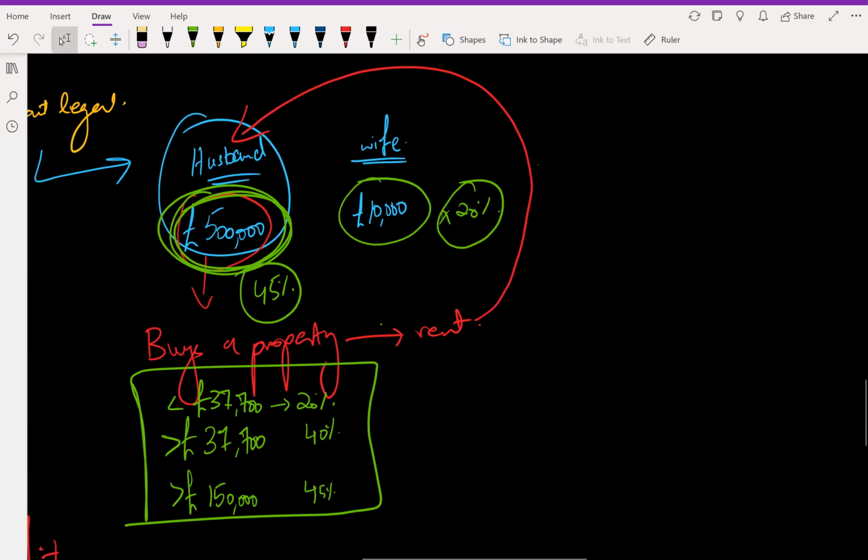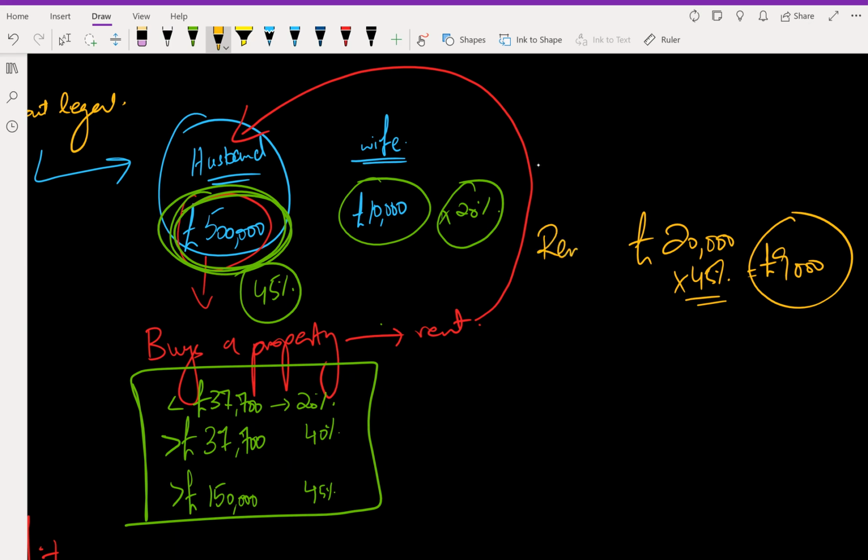Now, whatever rent the husband earns, let's say the rent is 20,000 pounds. So the husband is going to pay a tax of 45% on 20,000 pounds. That's 9,000. Because the husband is already earning such a high amount, he is paying a tax of 45% as per the law. Any more income he earns will be taxed at 45%. Therefore, 9,000 pounds, assuming that the rental income is 20,000. Done.